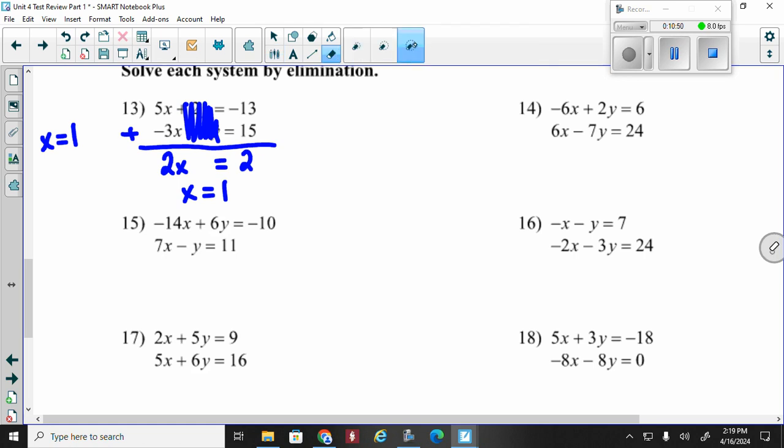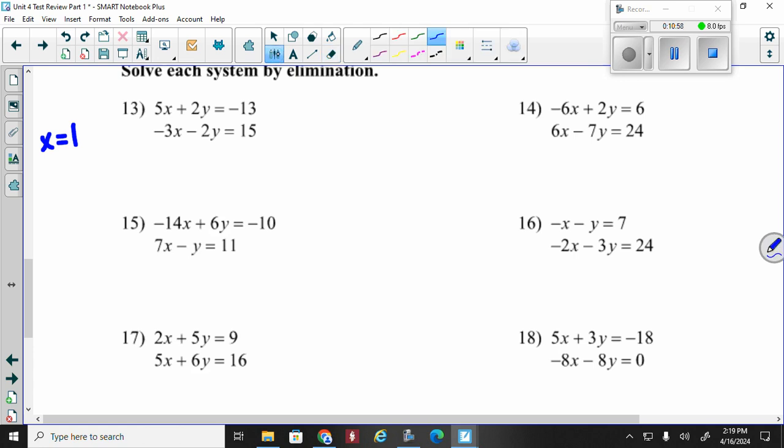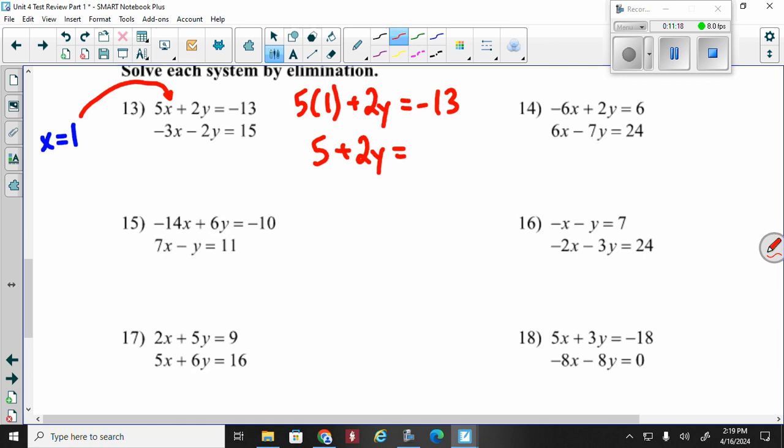Now, once I know that x is equal to 1, then I go back to the original equation. Do I want to deal with the top equation or the bottom equation? Well, I like the top equation because there's not as many negative numbers. So I'm going to take this 1 and plug it in for x. So that's 5 times 1 plus 2y is equal to negative 13. Well, 5 times 1 is 5, plus 2y is equal to negative 13. I'm going to subtract 5, subtract 5. This will cancel out, and I'll get 2y is equal to negative 18.